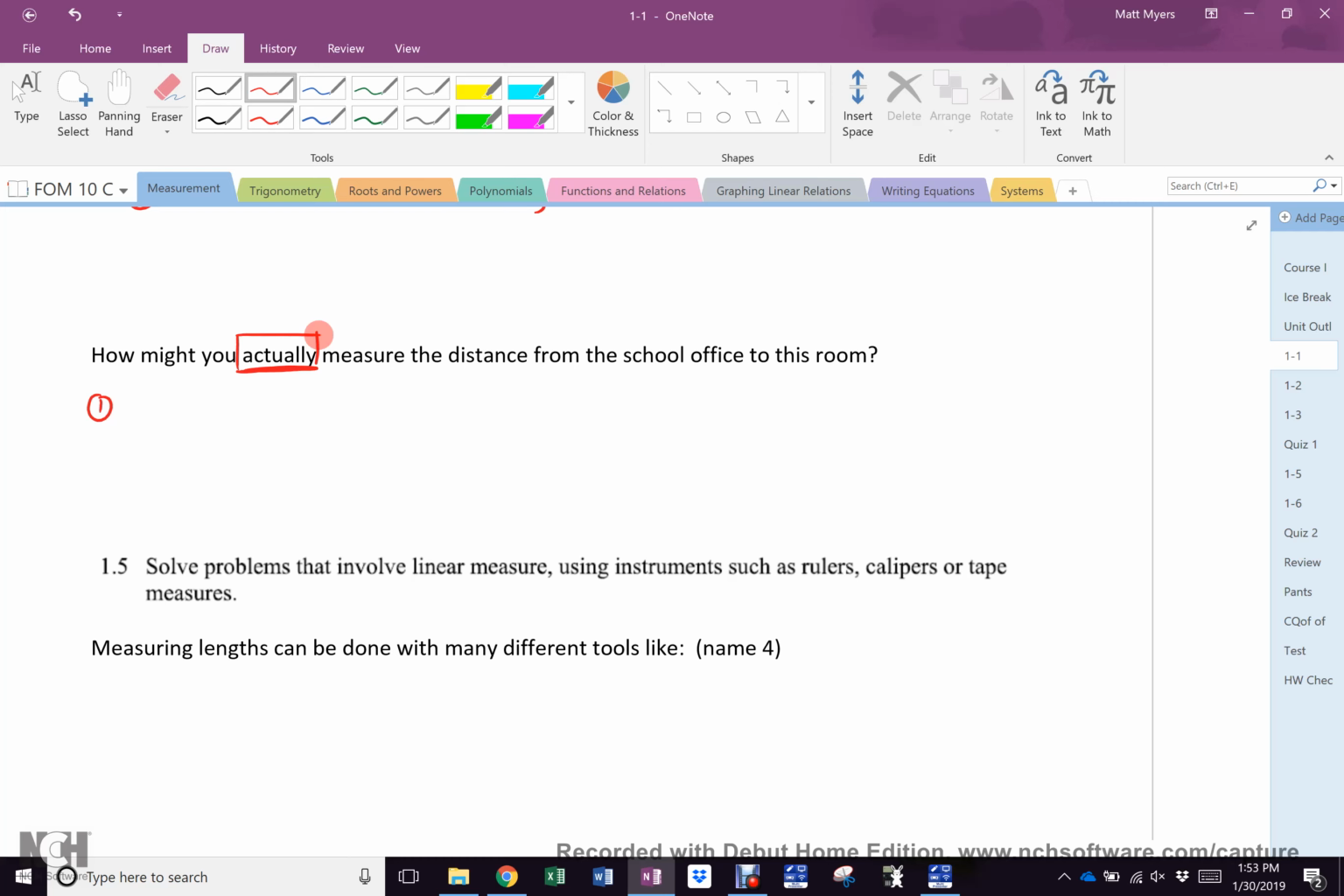A lot of rulers. Yes, we could do a lot of rulers. So, we had a trundle wheel, but that was a problem on the steps. And two, we could lay a bunch of rulers end to end. Or a meter stick, it's just a bigger ruler, right? But we still have a problem on the steps. What else could we do? Actually measure it.